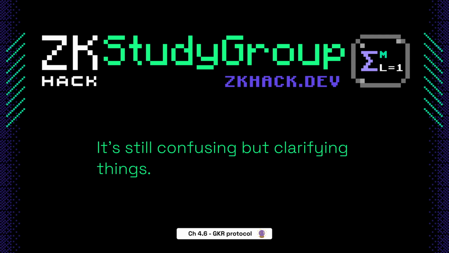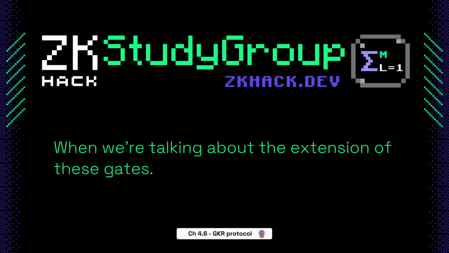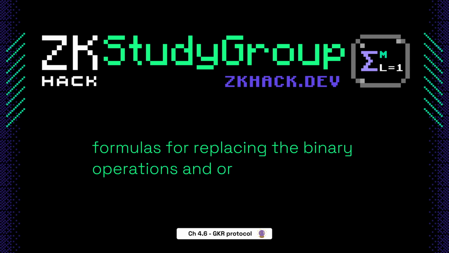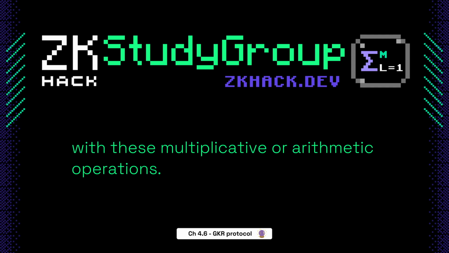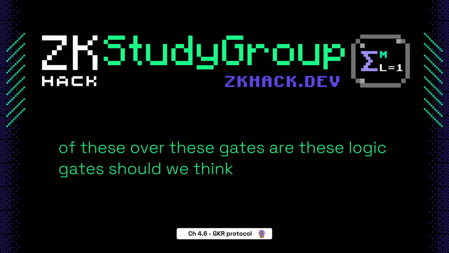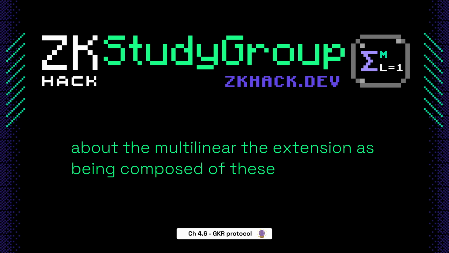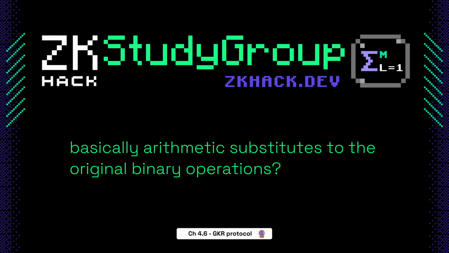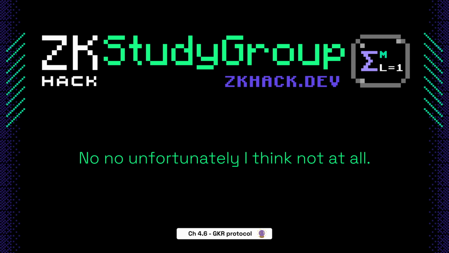Still confusing? But clarifying one thing: when we were talking about the extension of these gates, previously in the chapter there were formulas for replacing the binary operations and, or with these multiplicative or arithmetic operations. Is that still consistent here when we're talking about the operation of these over these gates? Are these logic gates? Should we think about the extension as being composed of these arithmetic substitutes to the original binary operations? No, unfortunately, I think not at all.